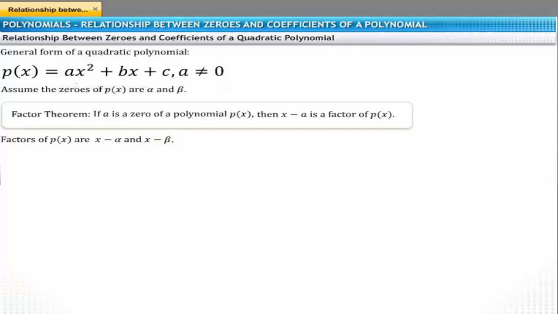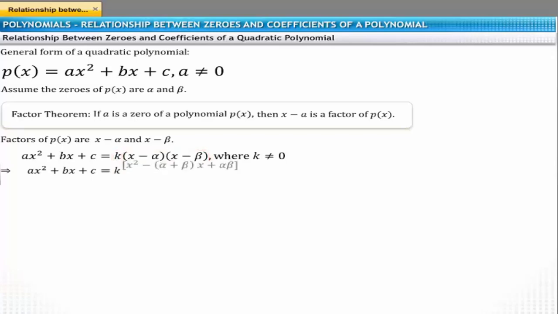Thus, the quadratic polynomial is equal to k multiplied by x minus alpha multiplied by x minus beta, where k is a constant not equal to 0. Let's multiply the factors on the right-hand side of the equation. The equation obtained is as shown.